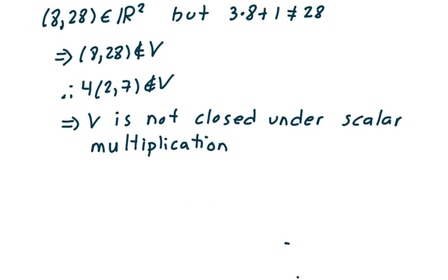Now, (8, 28), that vector is in R2, but 3 times 8 plus 1 doesn't equal 28. So the vector (8, 28) doesn't belong to V, and so 4 times the vector (2, 7) doesn't belong to V. And so V is not closed under scalar multiplication. And so those are two axioms that fail right off the bat. And the question I would have for you all, are there any others?